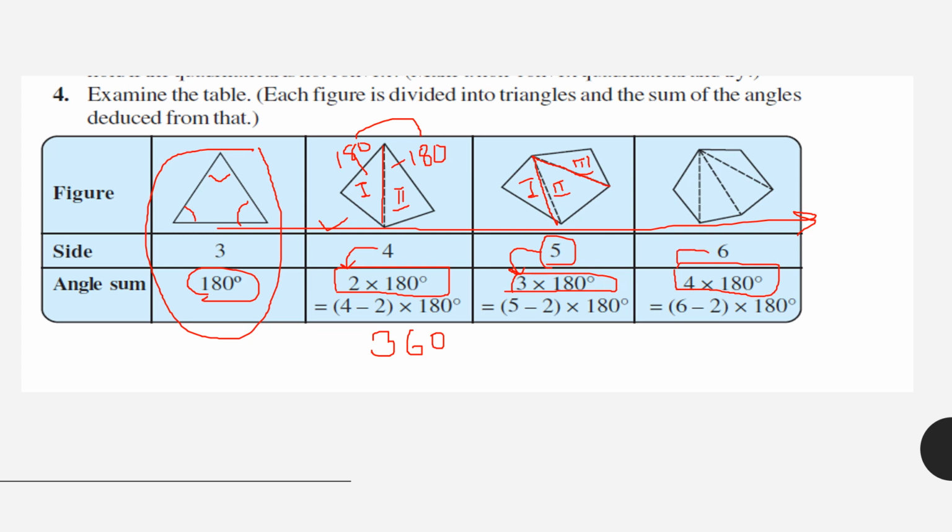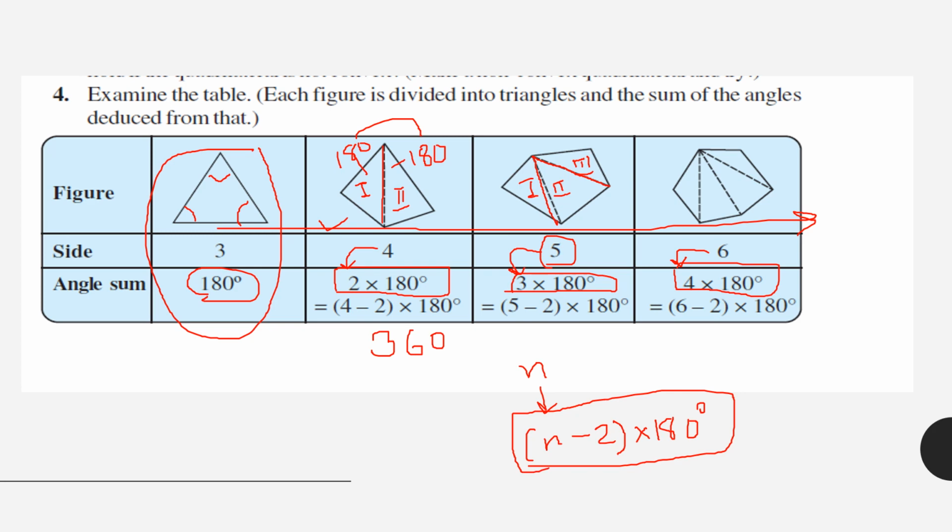So we can generalize this. If we say there is a polygon having n number of sides, how will you find its sum of interior angles? Very simple: n minus 2 into 180. This formula will help you to find the interior angle sum of any polygon.